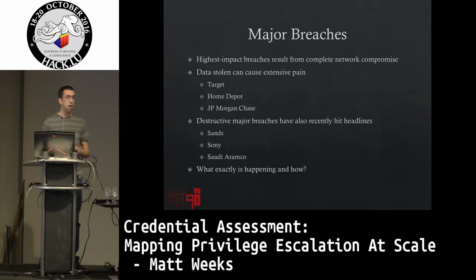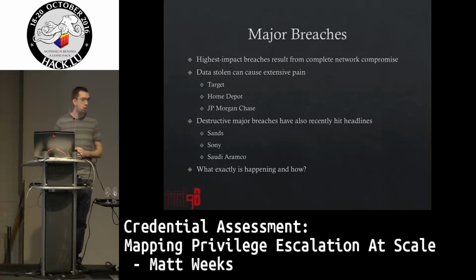So you can look at a lot of different examples of huge costs being levied on an organization as a result of just data stolen directly. So for example, Target, Home Depot, and JP Morgan Chase were all known for being compromised and having financial details like credit cards stolen from tens of thousands of credit card terminals, point of sale devices, or in JP Morgan Chase's case, more central systems. You've also seen destructive major breaches, which in the past couple of years have started to become more common and more significant.